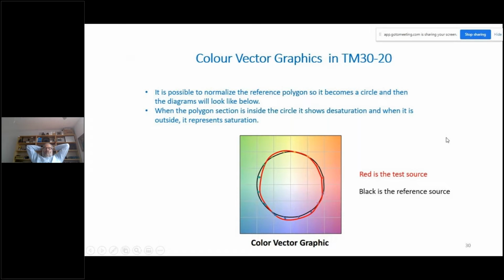You can also normalize the reference source, so you get a full circle, and then your red polygon becomes a distorted circle, or sometimes it looks like an ellipse. So you can see here, wherever you have the red inside the black, it shows desaturation, and outside the black, it shows saturation. There are also some arrows tangent to the circle, which represent hue shifts. So the TM30 deals with both chroma and hue shifts.